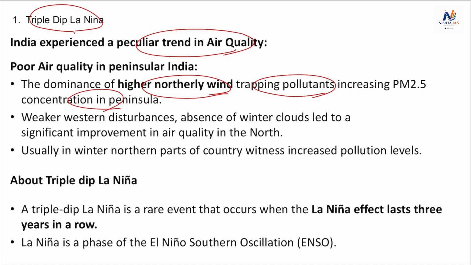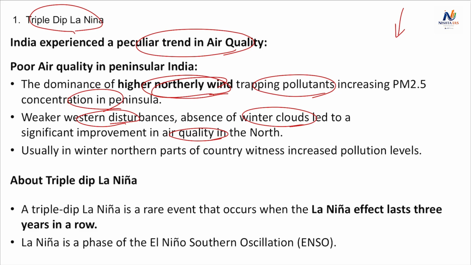That means friends, in the winters, usually North India has more pollution. But this time, because of triple dip La Nina, we have more pollution in South India. It is simply because the northerly winds pushed all the pollutants towards the south, and in the south they got trapped. And weaker western disturbances and the absence of winter clouds led to a significant improvement in air quality in the north.